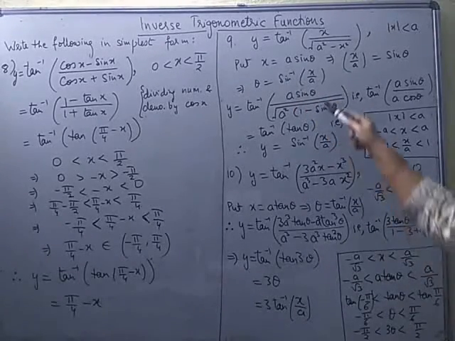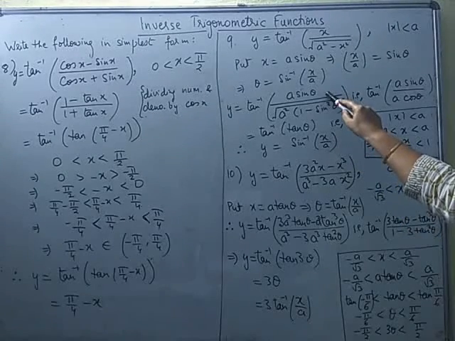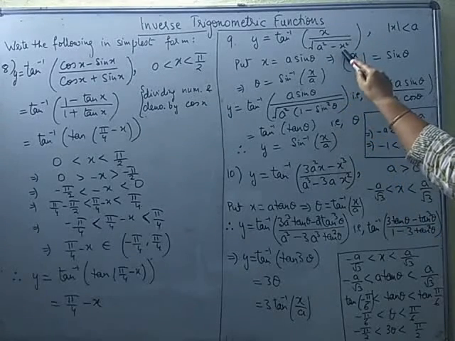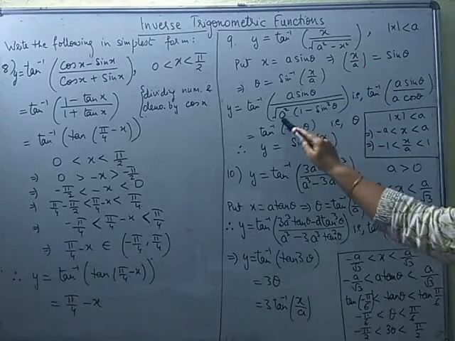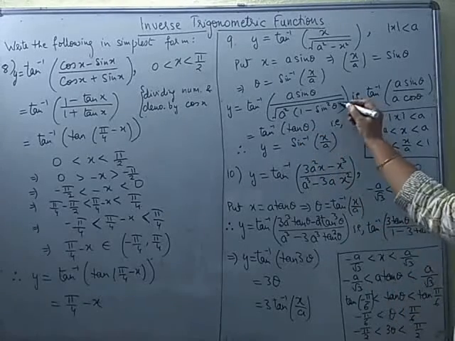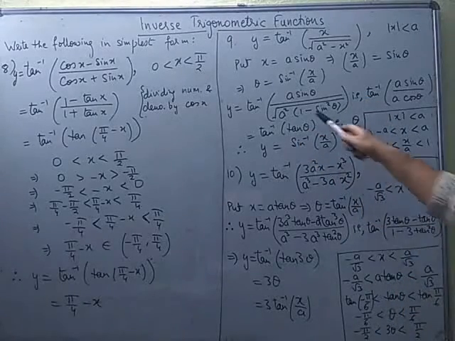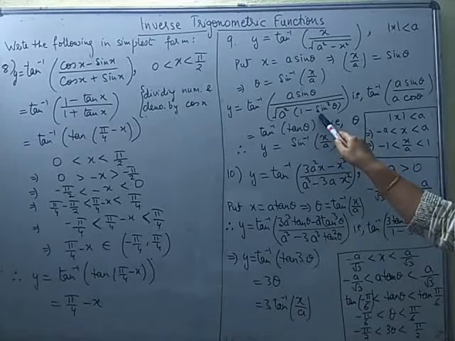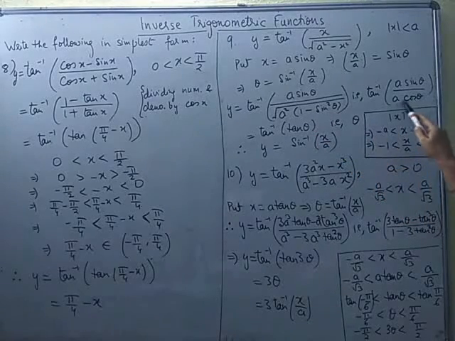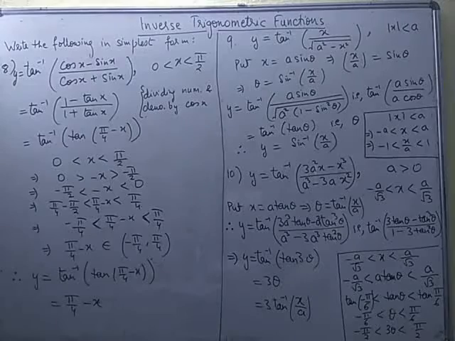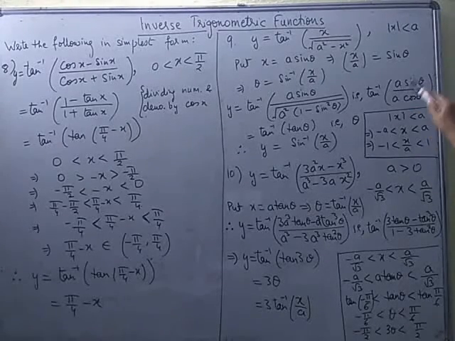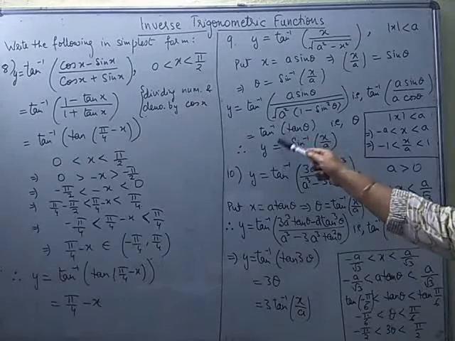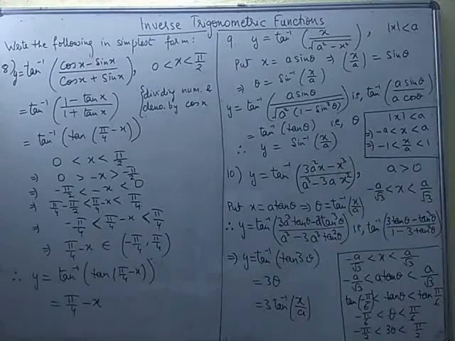Now do the substitution. Here we get a sine theta, this will be a square, a square sine square theta. From both, a square can be taken common. And you can see this 1 minus sine square theta can be written as cos square theta. So both are perfect squares. That means on taking the square root, the denominator becomes a cos theta and the numerator is a sine theta. A you can cancel out. Sine theta over cos theta will be tan theta. And we get tan inverse tan theta, which can be written as theta.